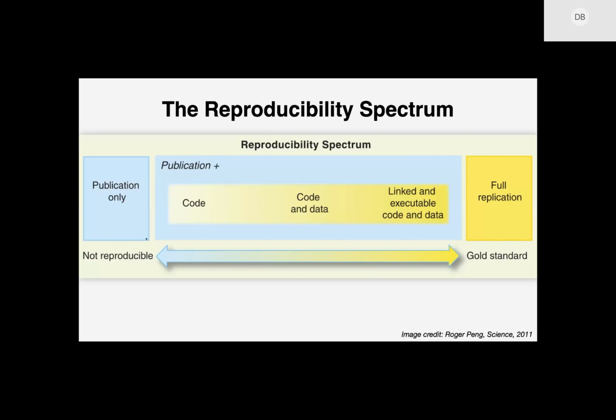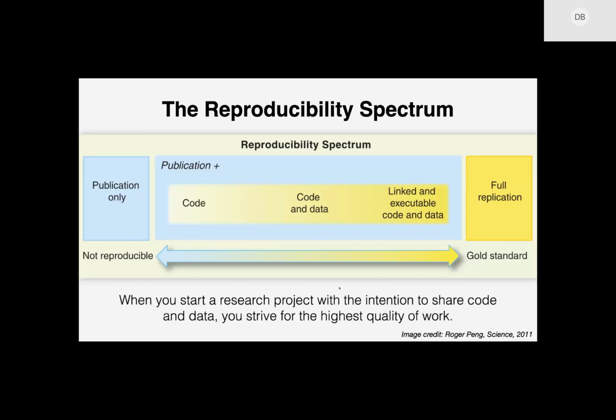Journals have tried to help with that in implementing strict guidelines for how we make our data available and how we make our code available. But by and large, we focus still on publication, right? So my feeling, and I think one of the big challenges for biomedical researchers now, is getting folks on board with this. But my feeling is that if you start a research project actually with the intention to operate on this end of the spectrum, then you strive for the highest quality of work.